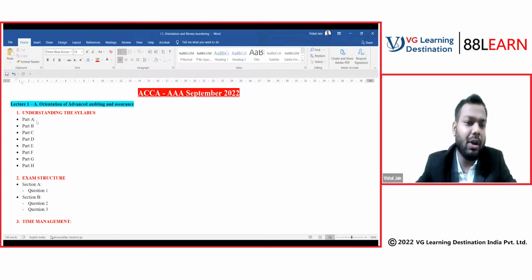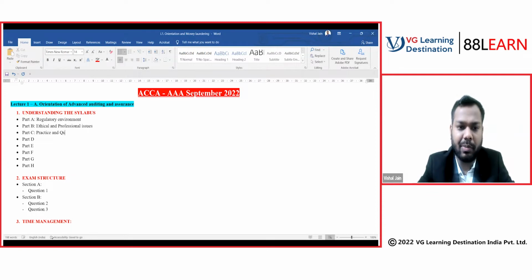So let's understand the syllabus. Part A deals with the regulatory environment. Part B deals with ethical and professional issues. I'll brief you about what exactly these parts mean. Part C deals with practice and quality management, practice management and quality control.